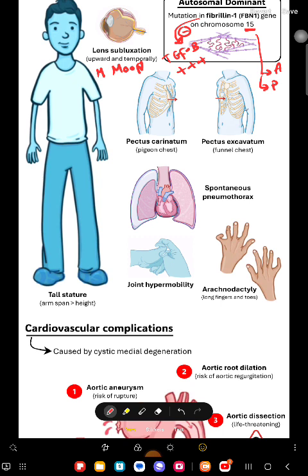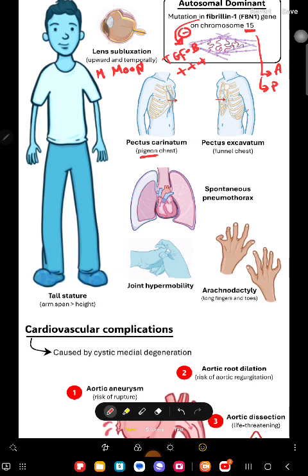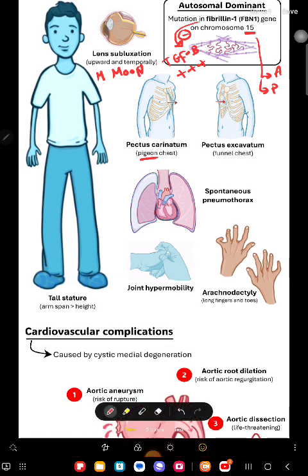Let's go to the next point, which is pectus abnormalities. If we examine the chest of a patient with Marfan syndrome, you may find pectus carinatum or pectus excavatum. Carinatum means that the chest looks like that of a pigeon, while in excavatum, the chest looks like a funnel, or it's directed inward. So these two abnormalities are very important also.